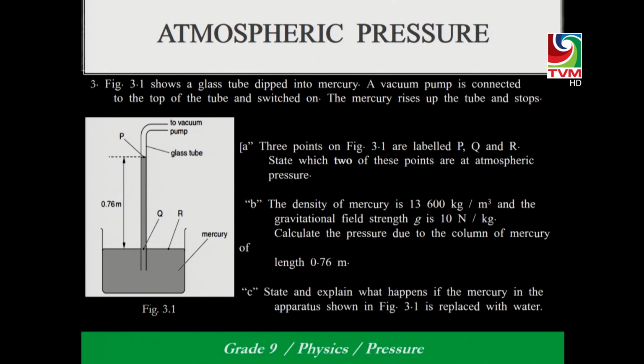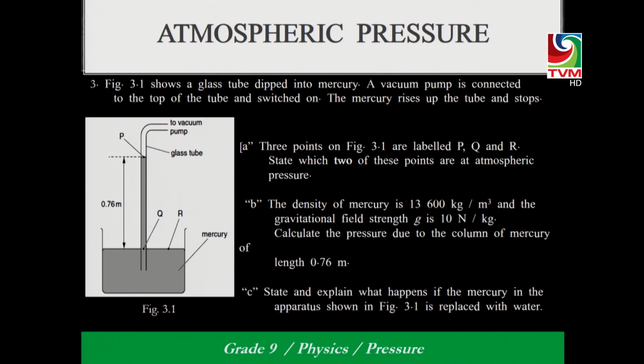There is another third question. Figure 3.1 shows a glass tube dipped into mercury. The vacuum pump is connected to the top of the tube and switched on. The mercury rises up the tube and stops. Mercury rises and stops at 0.76 meter height. Question A. Three points on figure 3.1 are labeled P, Q and R. State which two points are at atmospheric pressure. You should know that this is atmospheric pressure and this is also atmospheric pressure.